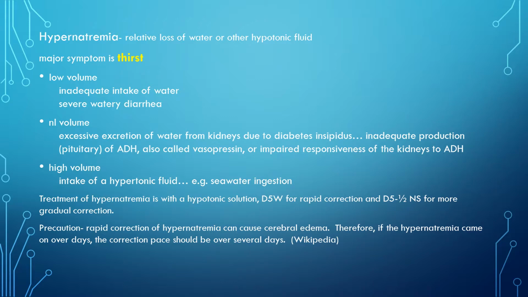Treatment of hypernatremia is with a hypotonic solution, D5W for rapid correction and D5 half normal saline for more gradual correction. Caution is required because rapid correction of hypernatremia can cause cerebral edema. Therefore, if the hypernatremia came on over several days, the correction pace should be over several days as well.